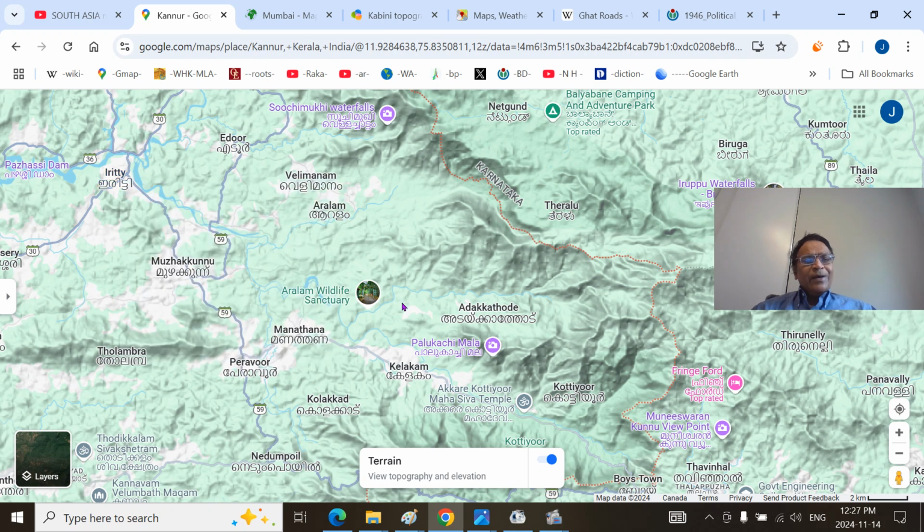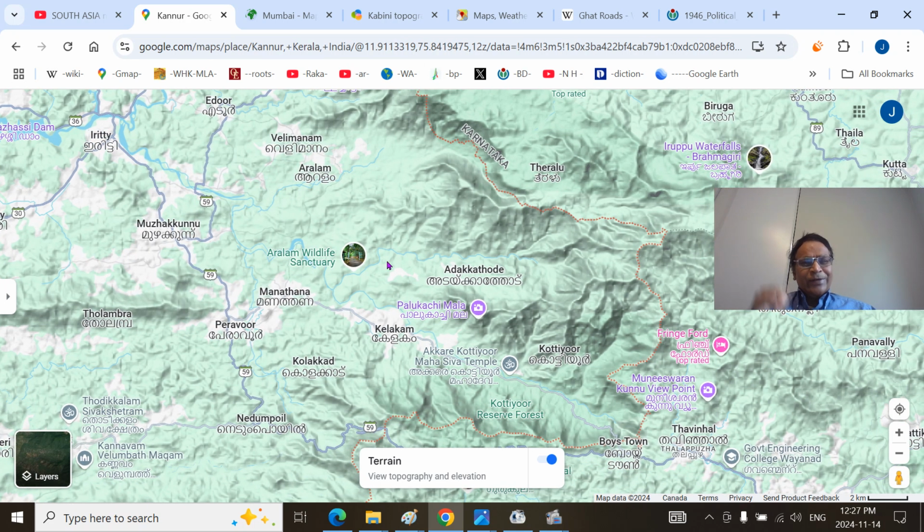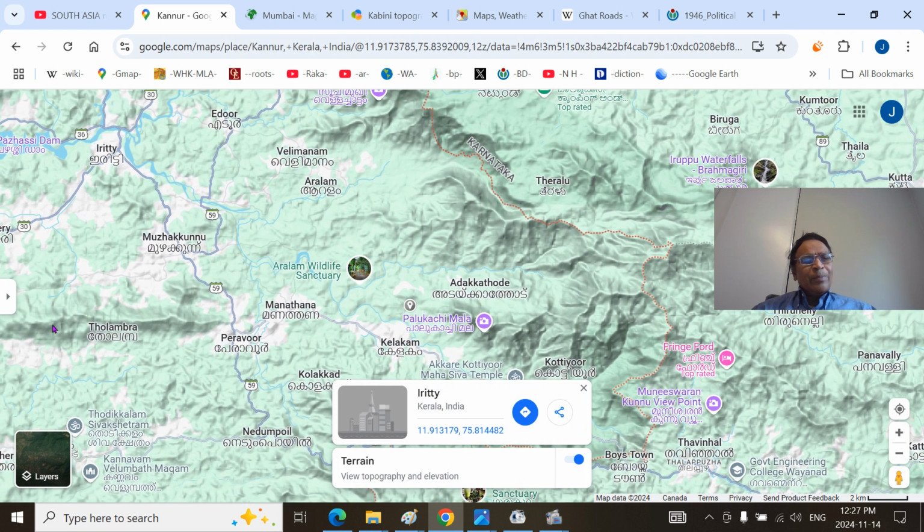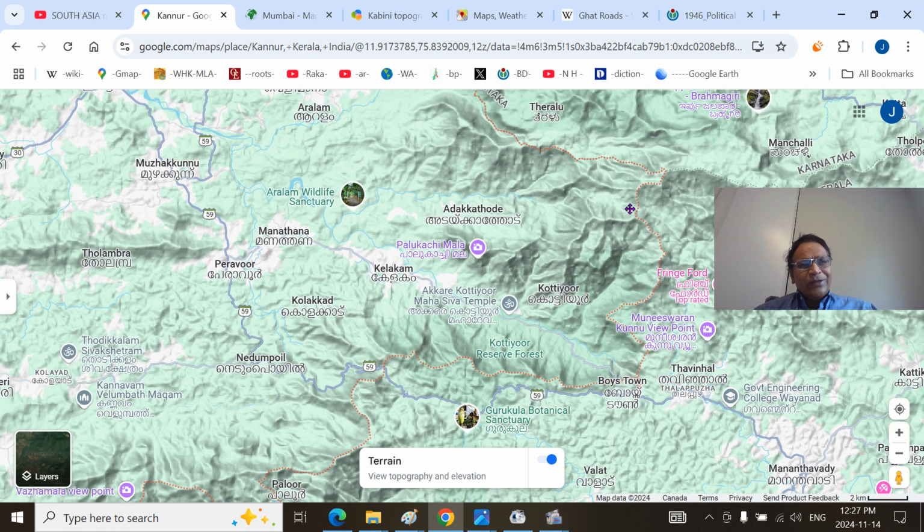Remember, sometimes there will be minor road diversions. I have mentioned only one prominent road. So Iritty, this is the Peravoor or Tholambra mountain region, that is outliers, meaning there will be smaller, subdued, lesser height and so on. Sometimes there is a plateau or plain region between, that means they are not contiguous with the main range. That's what it is, outliers. So Iritty town and Peravoor town, this is the Peravoor mountain range, and that I have delineated in the Malabar district playlist.